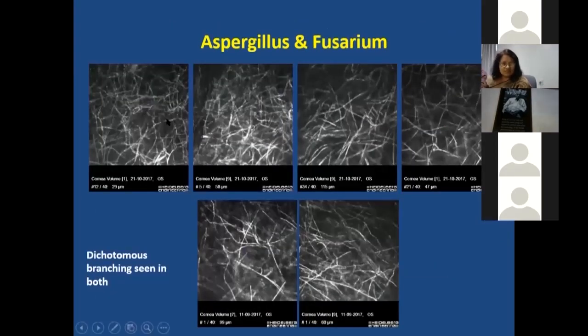Take a look at this. Can you identify which are Aspergillus and which are Fusarium? The top row is all Aspergillus, the bottom row is all Fusarium. But take a look at this. This is almost a 90 degree angle, and this was Aspergillus positive.